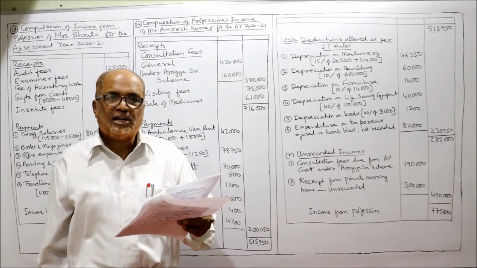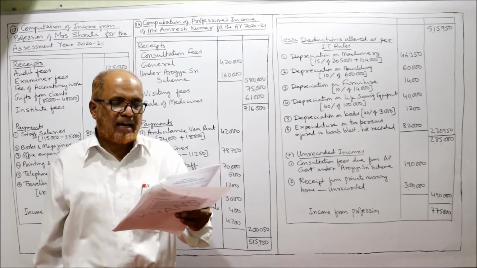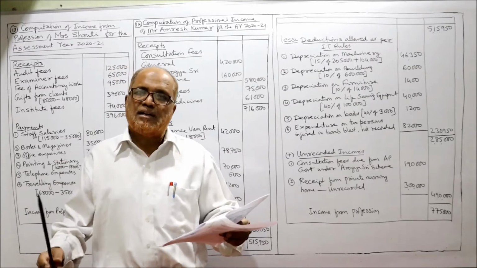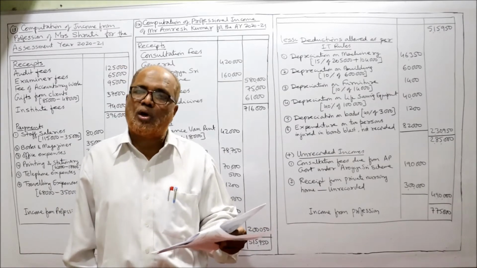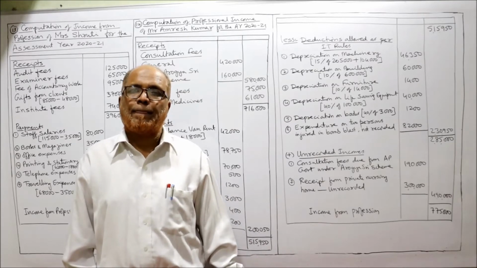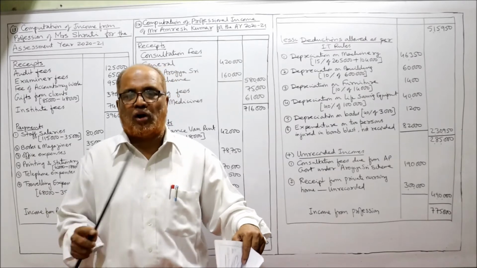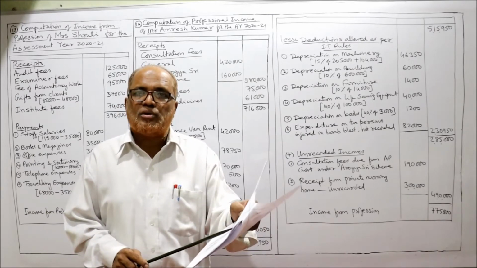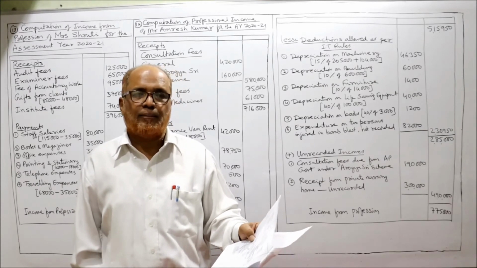Then consultation fee due from the Andhra Pradesh government under the Arogya Sri scheme, 1,90,000. Some consultation fees are received and some are due, not received. According to the accrual system of accounting, all the income of the current year should be taken, whether received or not. So this due amount should be added to our profit, added to our income.